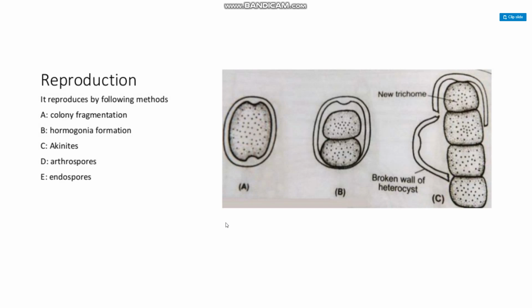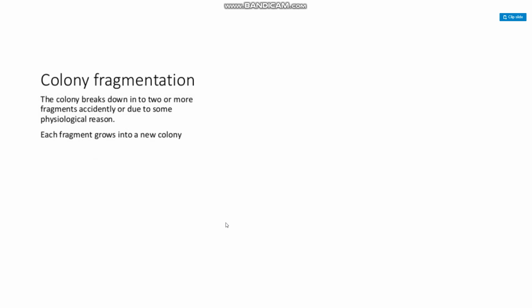Reproduction. It reproduces by the following methods. First is colony fragmentation, second is hormogonia formation, third is akinetes, fourth is aplanospores, and fifth is endospores. So it reproduces by five methods. First is colony fragmentation.